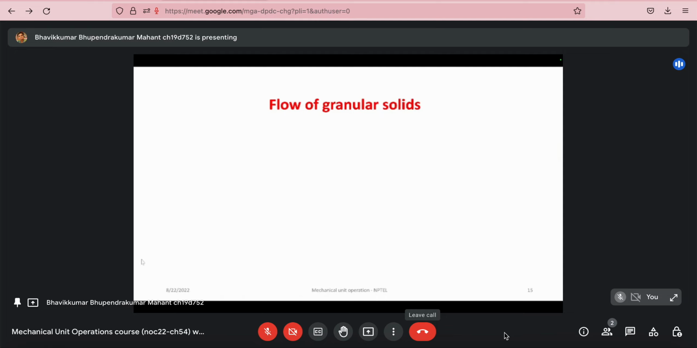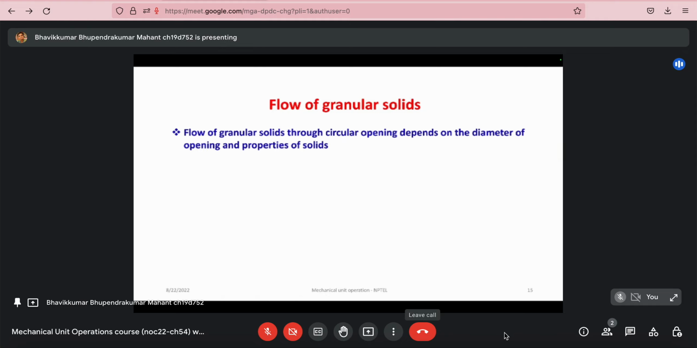Flow of granular solids. Now there are two more topics in the second lecture: flow of granular solids and flow of cohesive solids. So you need to understand what the properties of granular solids are. Flow of granular solids, to calculate opening, depends on the diameter of the opening and properties of the solid. Whenever we are talking about granular solids, we need to understand the circular opening diameter and what the properties of the solid are.